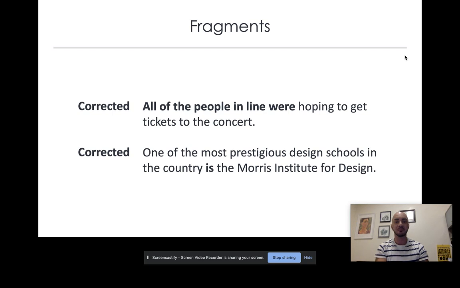Another example would be: One of the most prestigious design schools in the country is the Morris Institute of Design. This time we have added the verb is. It's a linking verb. And so we've connected the Morris Institute of Design to a description of it, which is a prestigious design school. So one way we can fix fragments is by adding the necessary information to it.